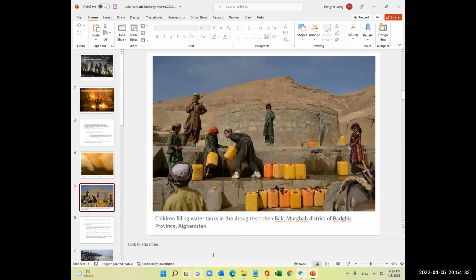On this slide, you're looking at children from Afghanistan collecting water. Supposedly they should spend that time in school, right? And very often it's the young girls who are not allowed to go to school, so that they can line up and collect this little water for the family to use.